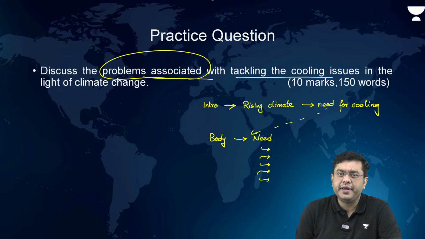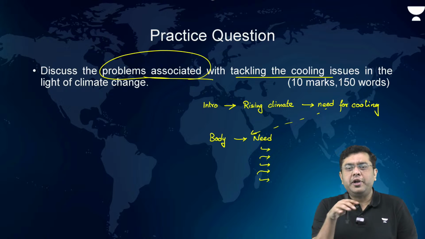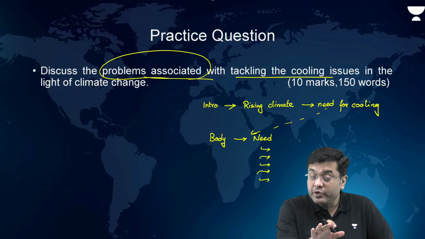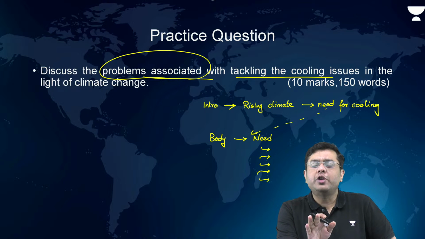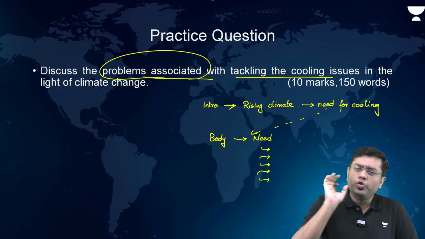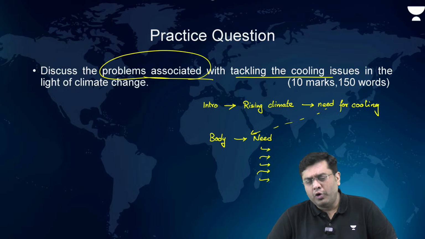What are the problems associated? So there you have to elaborate on the vicious cycle, the twin kind of emissions, and if it would have been a 15-marker question, you should have provided the way forward as well. But it is a 10-marker. So that is where the conclusion will take a brief shape of the way forward.